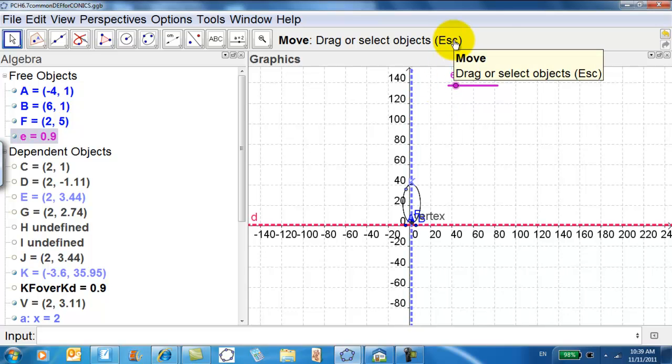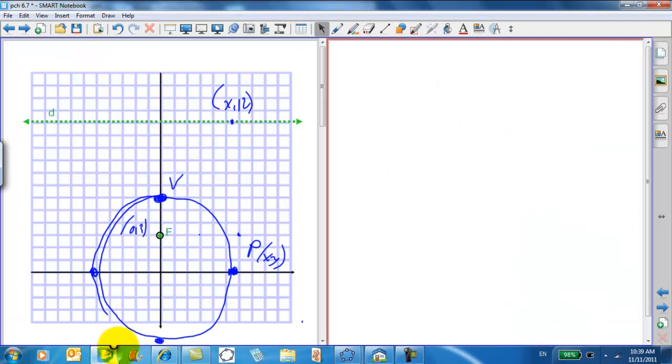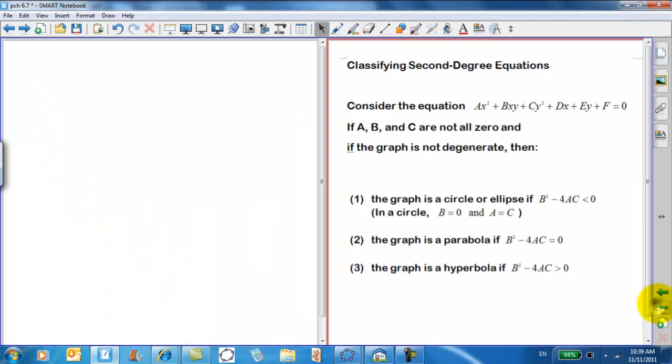Okay. Now let's go back to the other idea, and that's classifying second-degree equations. Equations of the form ax squared plus bxy plus cy squared plus dx plus ey plus f equals 0 will be conic sections. Now, we haven't usually dealt with this x times y term. We dealt with it briefly in things like xy equals 6. But now we're going to see how it can all tie in.